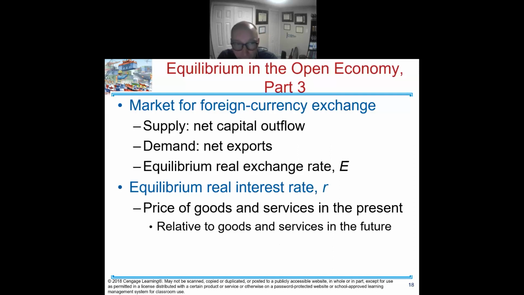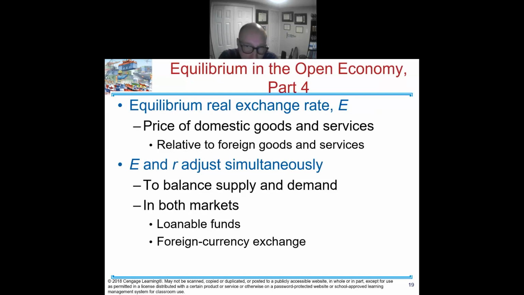The market for foreign currency is supplied by the net capital outflow. The demand is represented by net exports, and equilibrium is represented by the real exchange rate. The real exchange rate is based on the price of goods and services in the present time. Of course, it changes over time, right? That's why exchange rates go up and down every second of every day.